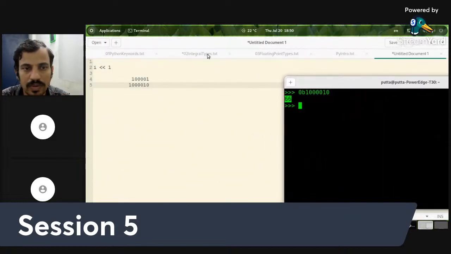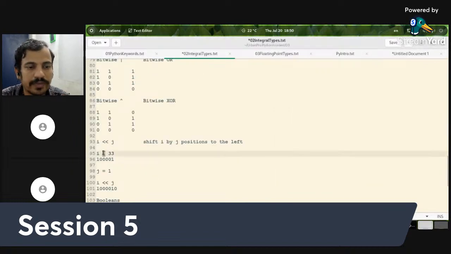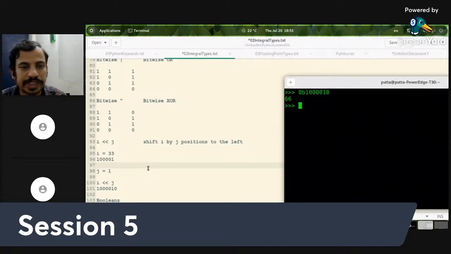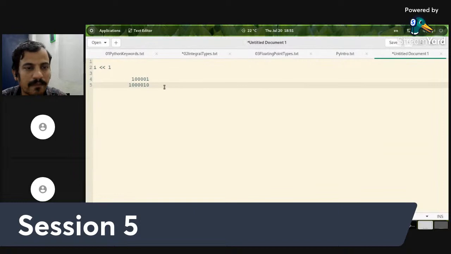So now, what was the initial value of I? 33. After a shift by one position, what did I get? 66. How is it related to 33? Double of 33. So shifting by one position means you are increasing it by a power of 2, or multiplying it by 2.